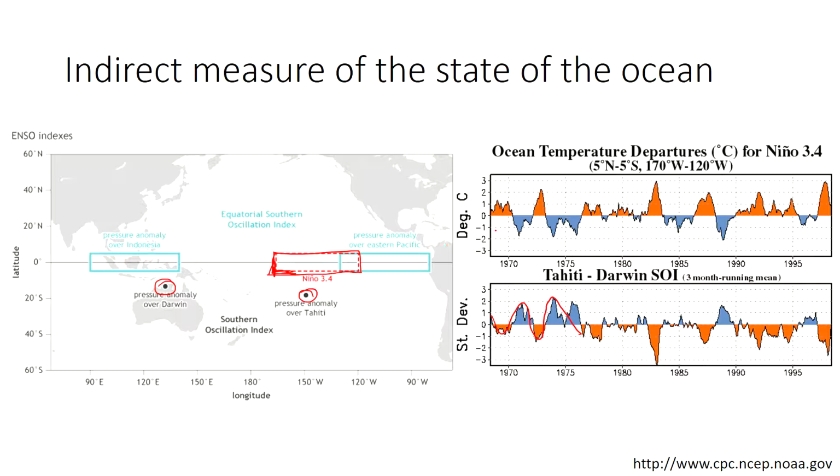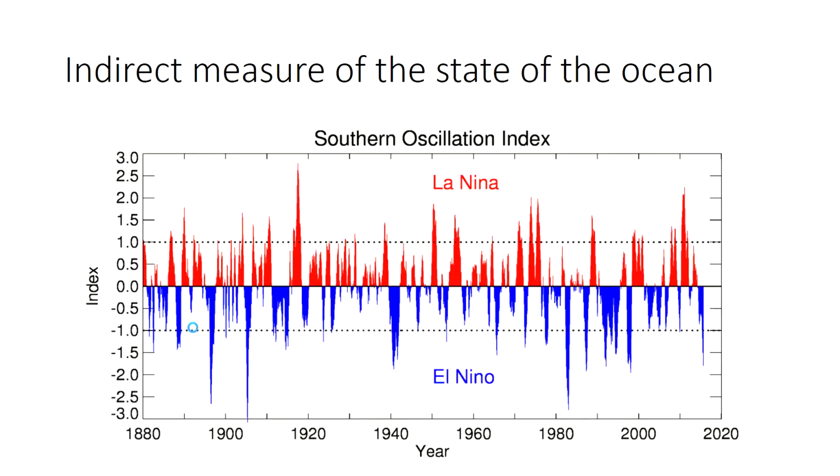So we can use indirect measurements of the ocean to understand how the ocean has changed in the past, but this is a step removed from actually measuring the ocean. So we actually have a record of this pressure difference going back almost 150 years now, giving us quite a long record of the state of the ENSO, the El Nino Southern Oscillation system, which is quite neat.